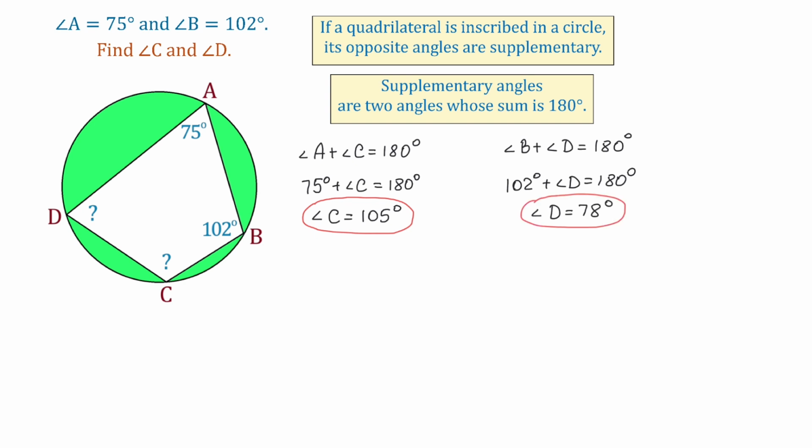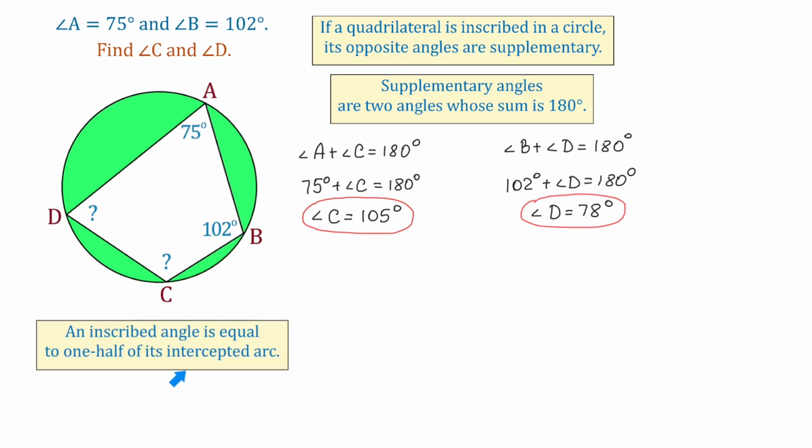So now we found the missing angles, but I would like to explain why opposite angles are supplementary. For example, why the angles A and C are supplementary. For this, let's take a look at angle A. This angle is an inscribed angle because the vertex is on the circle. The two sides are AB and AD, so this angle intercepts the arc BCD.